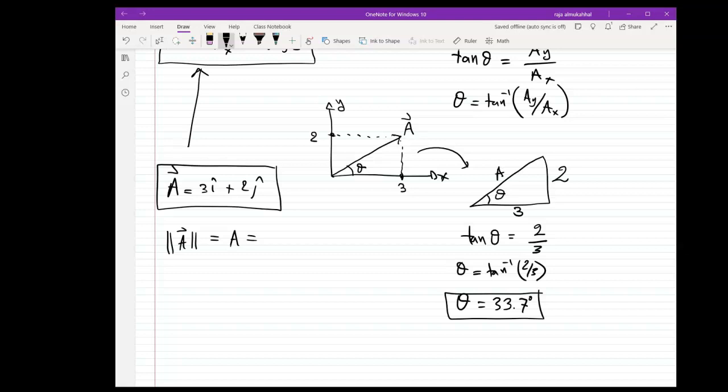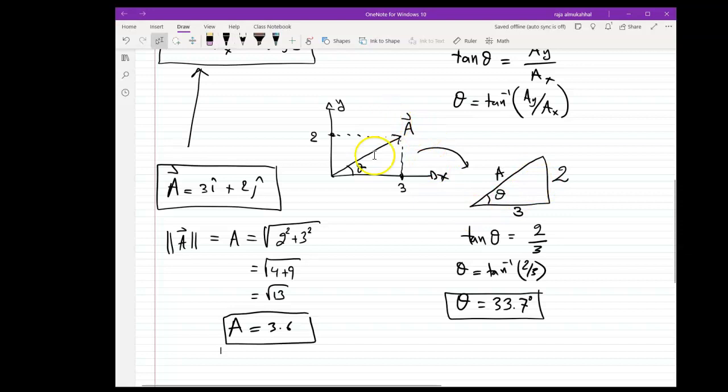The Pythagorean. In other words, what is the Pythagorean? Which is basically the length of the hypotenuse. So it's going to be the square root of 2 squared plus 3 squared, and that will give me the square root of 4 plus 9, so that will be the square root of 13, and therefore A is equal to the square root of 13, which equals 3.6. And there we go. I know everything about the vector now.